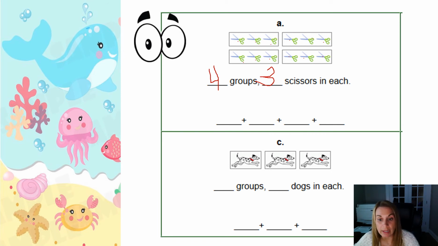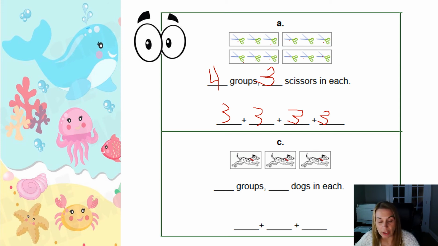Okay, so I know that I need to add the number 3 four times. That's because we have 4 groups, and in each group, there are 3 pairs of scissors. We're not even going to worry about solving that right now. We're just going to take a look here.